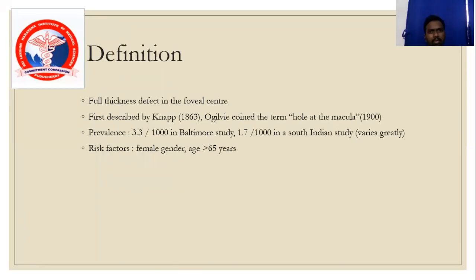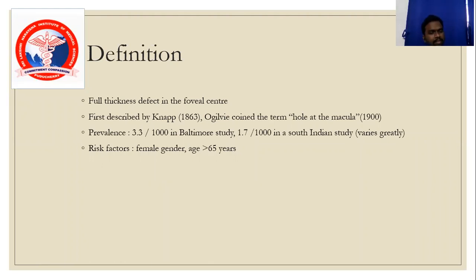So quickly move on to the definition of macular holes. A macular hole is nothing but a full thickness defect in the level of the neurosensory retina in the foveal center. This macular hole was first described in the year 1863 by Knapp, followed by Ogilvie, who coined the term hole in the macula, which he did in the 19th century.